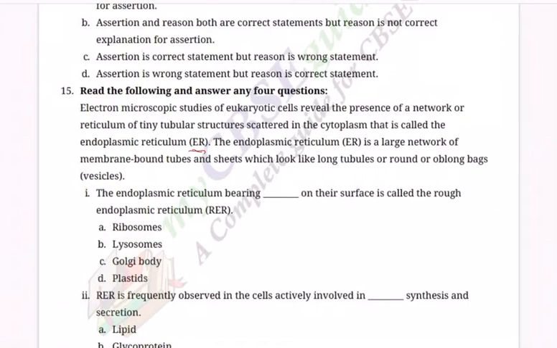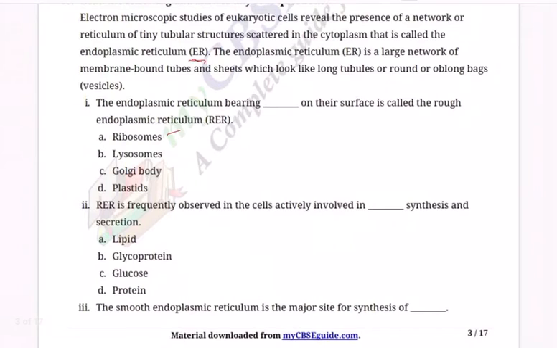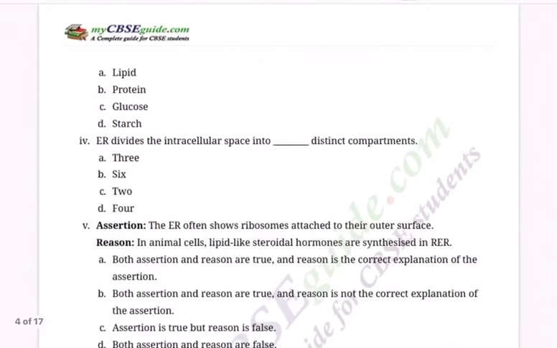Question 1. ER, endoplasmic reticulum, bearing dash on their surface is called rough endoplasmic reticulum, RER. A. Ribosomes. B. Lysosomes. C. Golgi body. D. Plastids. Question 2. RER is frequently observed in the cells actively involved in dash synthesis and secretion: lipids, glycoproteins, glucose, proteins. The smooth endoplasmic reticulum is the major site for synthesis of A. Lipids, B. Proteins, C. Glucose, D. Starch.